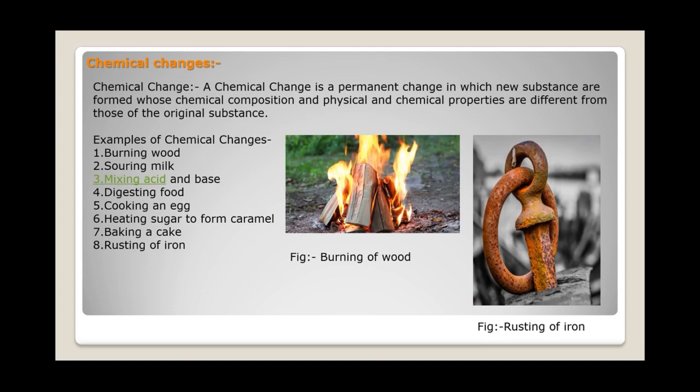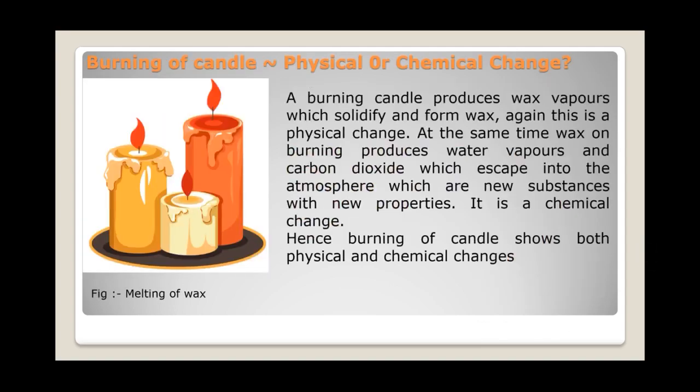There are more examples. Okay, now consider one more example, that is example number five, cooking an egg. Okay, so once the egg is cooked it cannot be changed back, hence cooking of an omelette is an irreversible and permanent change. Okay, now move to our next example, that is burning of candle is a physical or a chemical change. So let's study.